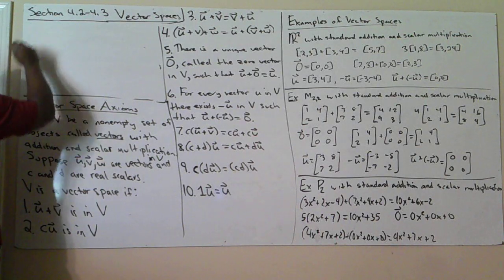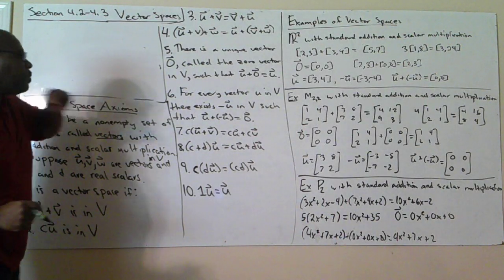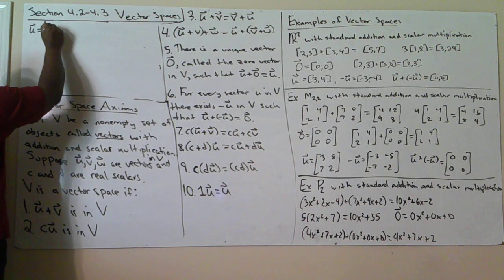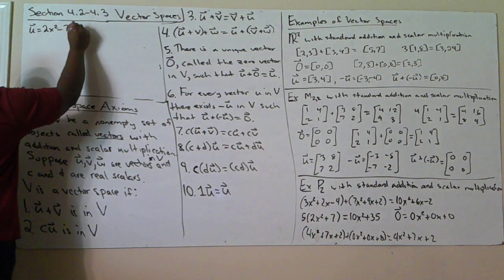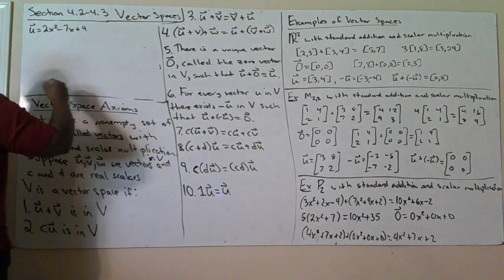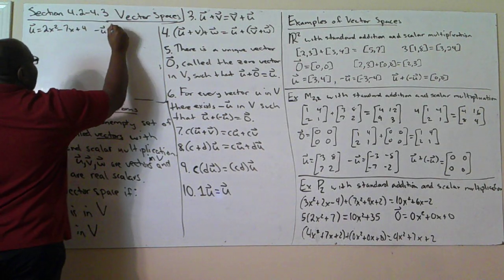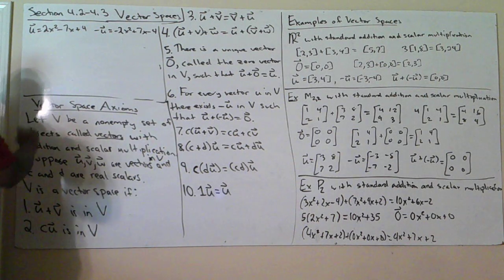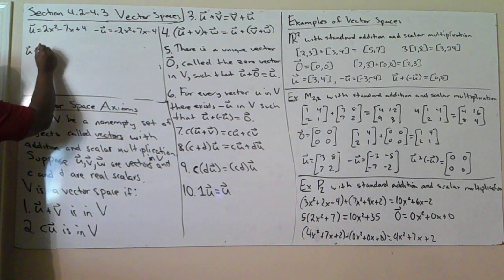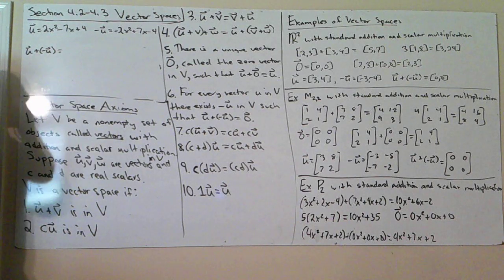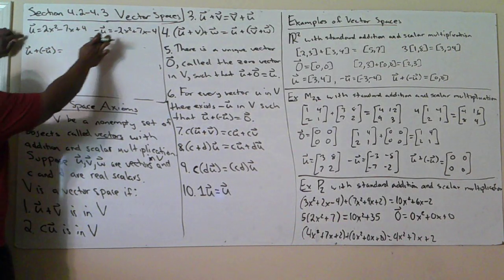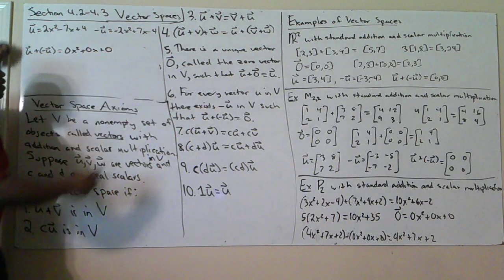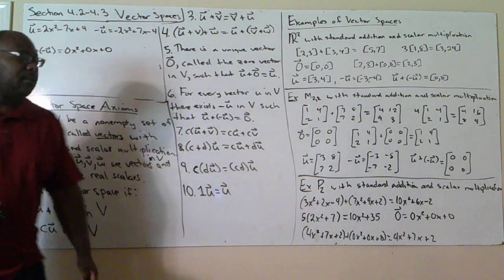So suppose I want to look at property number 6, right? Property 6. So I have u. Let's suppose u is equal to 2x squared minus 7x plus 4. I'm using a lot of 7s today. So negative u would be equal to negative 2x squared plus 7x minus 4, right? Because what happens when I do u plus negative u, if it's standard addition and scalar multiplication? When I add these two together, I get 0x squared plus 0x plus 0, which is our 0 vector that we have over here. That's what we define it to be.